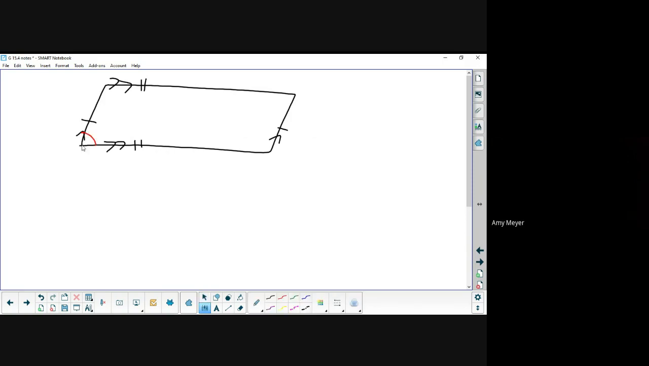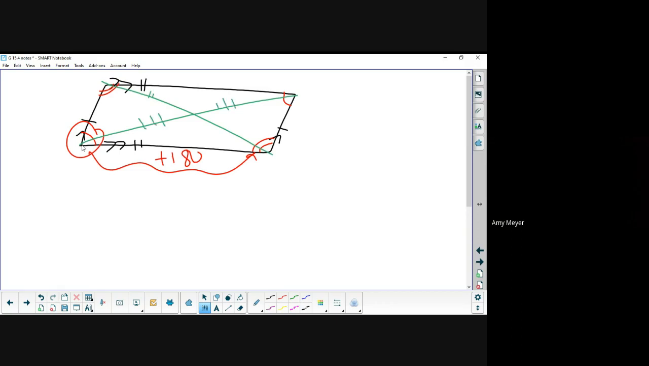Angles. Opposite angles are congruent. And consecutive angles. Who can tell me what consecutive means? Next to. Good. So an angle and one next to it are not equal. They are what we call supplementary. They add to 180. Finally, the diagonals bisect each other. So this long green line is bisected into 2 equal parts, and this one was also cut into 2.